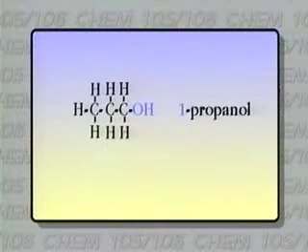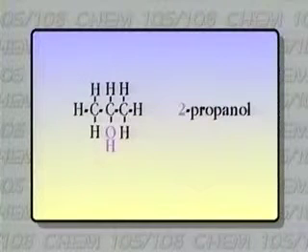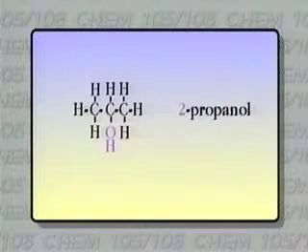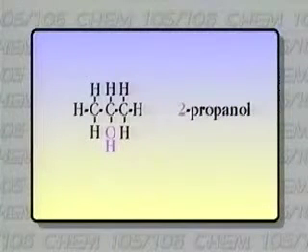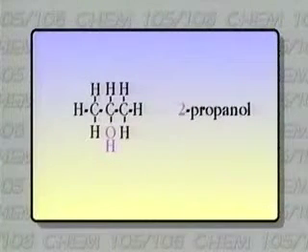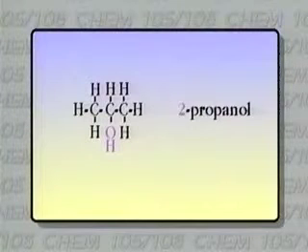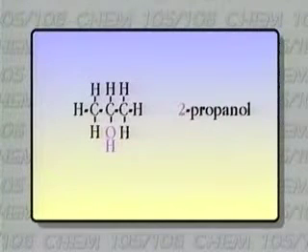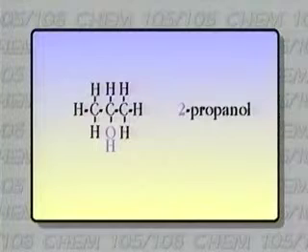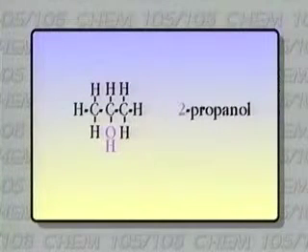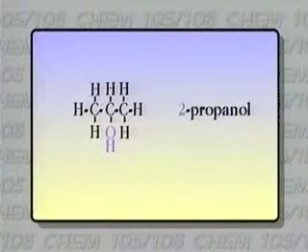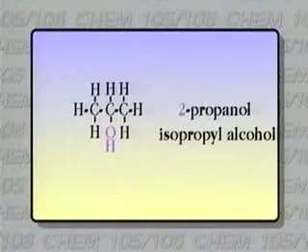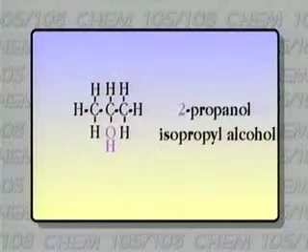But a 2-propanol, for instance, means that the alcohol is attached to the center carbon, or to an internal carbon, of the hydrocarbon chain. And that does change its chemistry considerably. Well, this particular one, 2-propanol, has a common name. It is referred to as isopropyl alcohol.